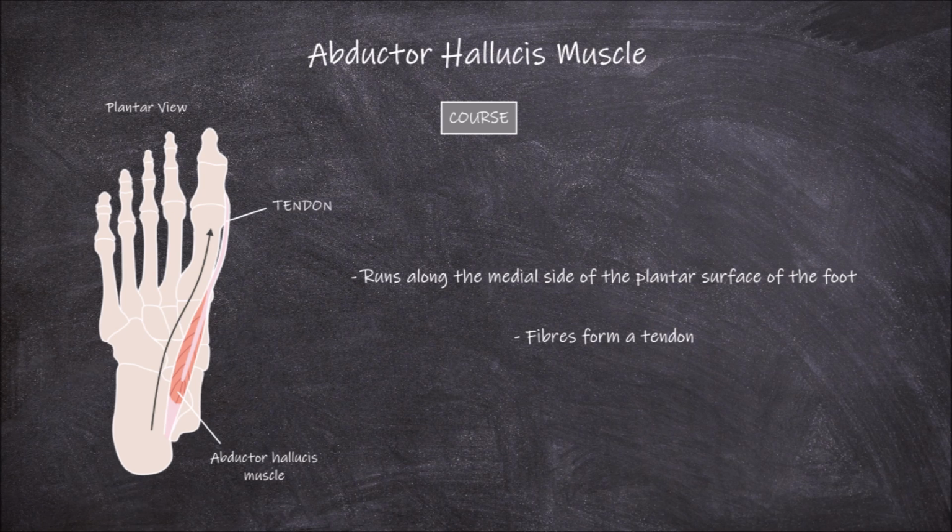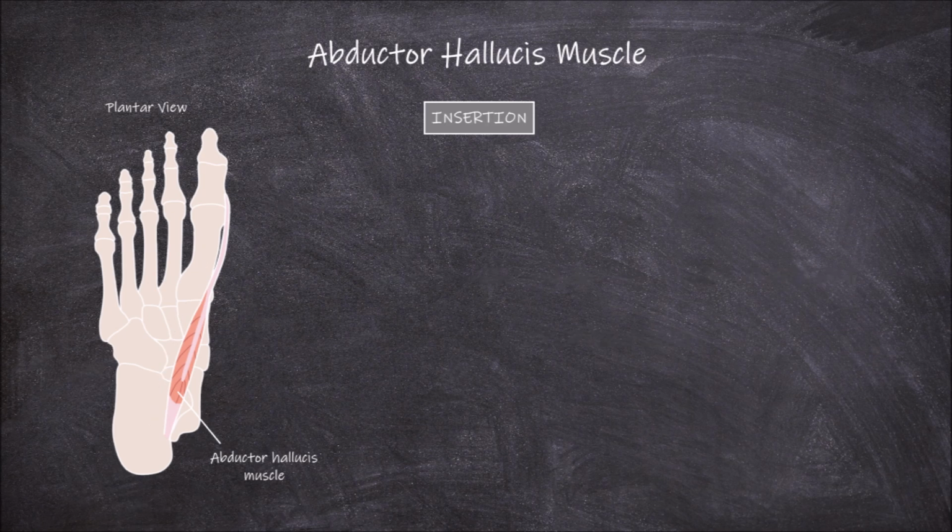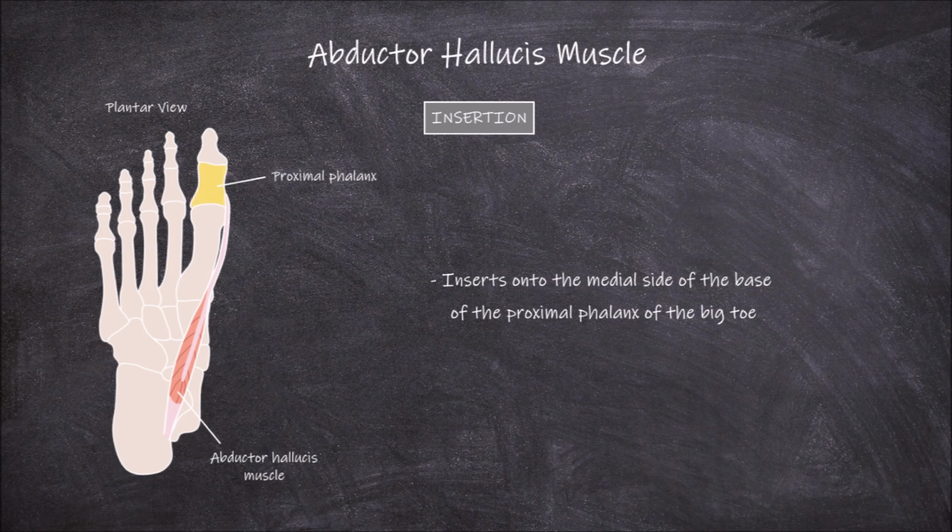Where does this muscle insert onto? The tendon of this muscle inserts onto the medial side at the base of the proximal phalanx of the big toe. The proximal phalanx of the big toe can be seen here highlighted in yellow.